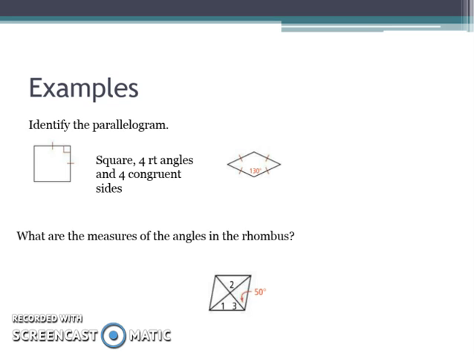The next one, we have four congruent sides, which makes it a rhombus. We do not have right angles, so it's just a rhombus.